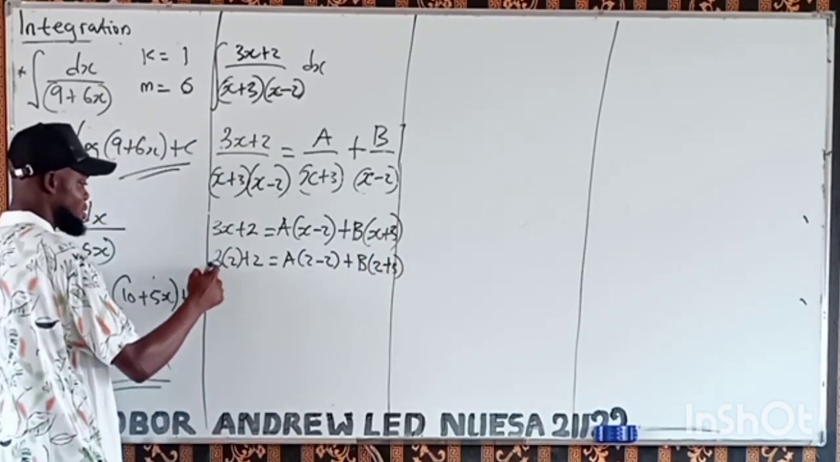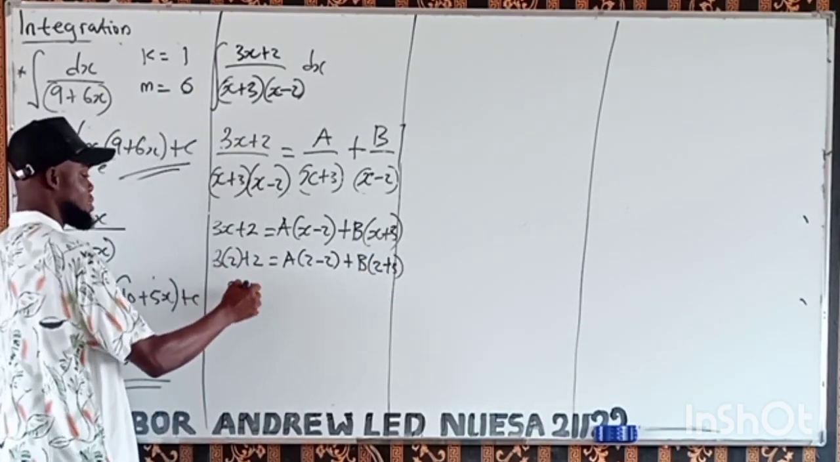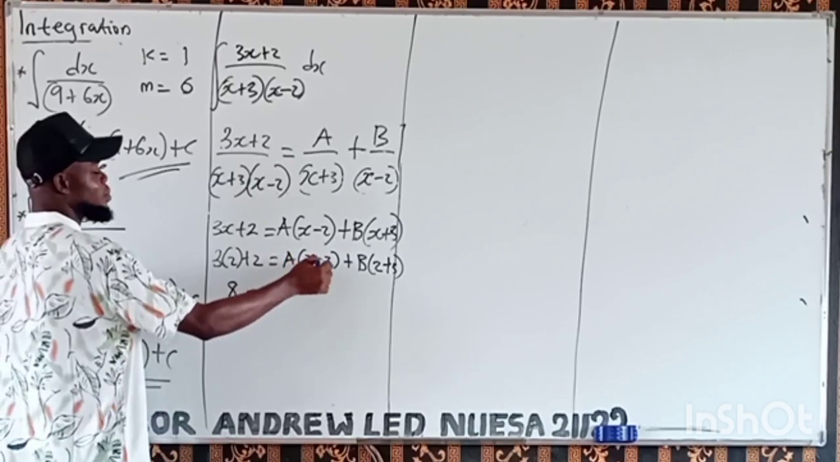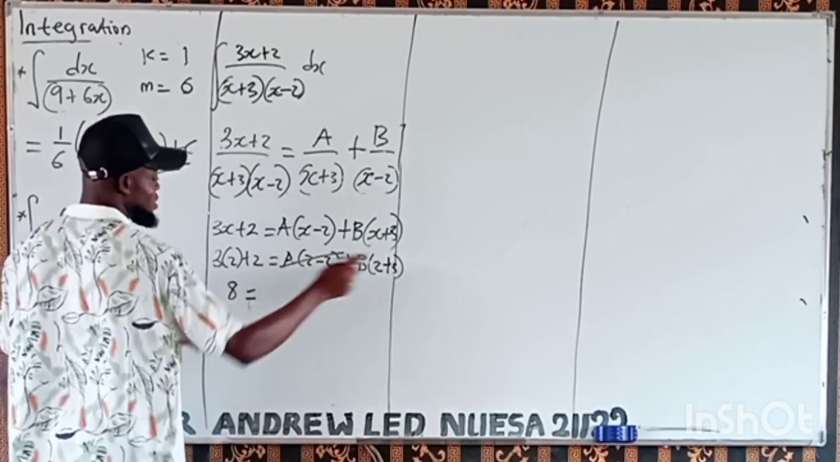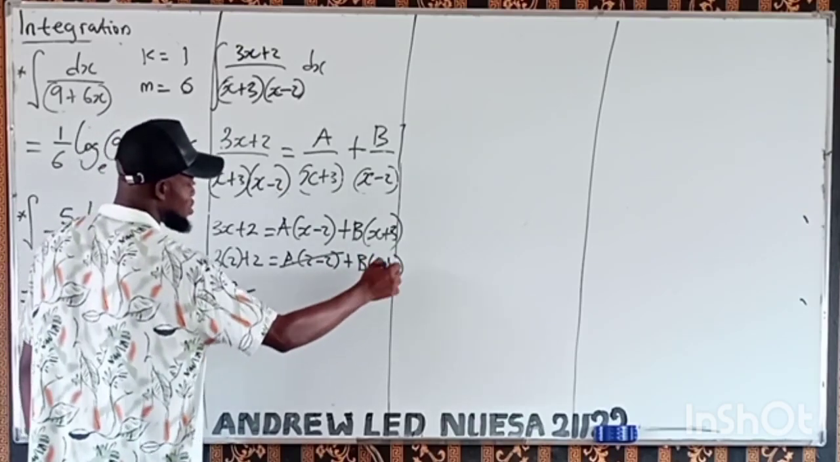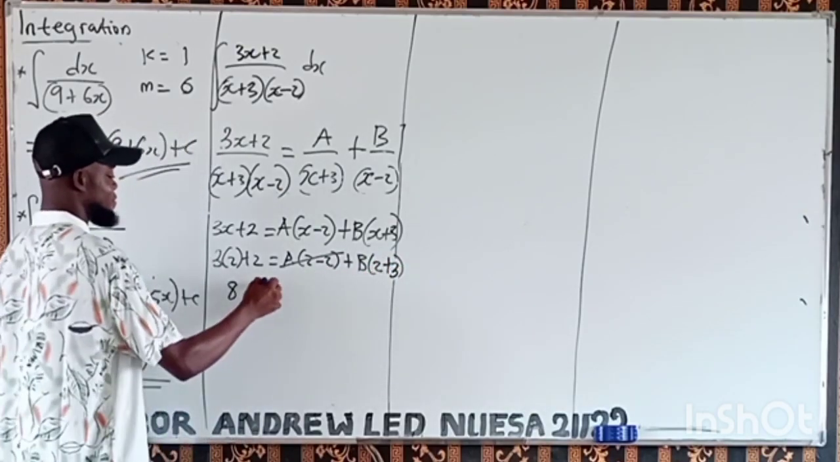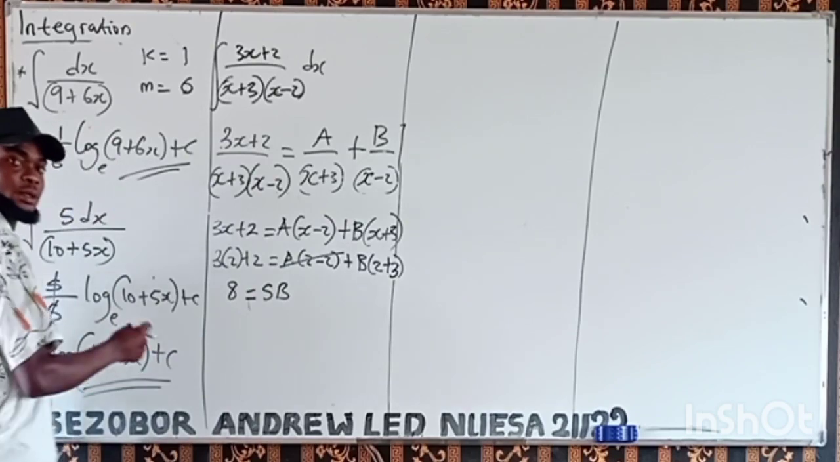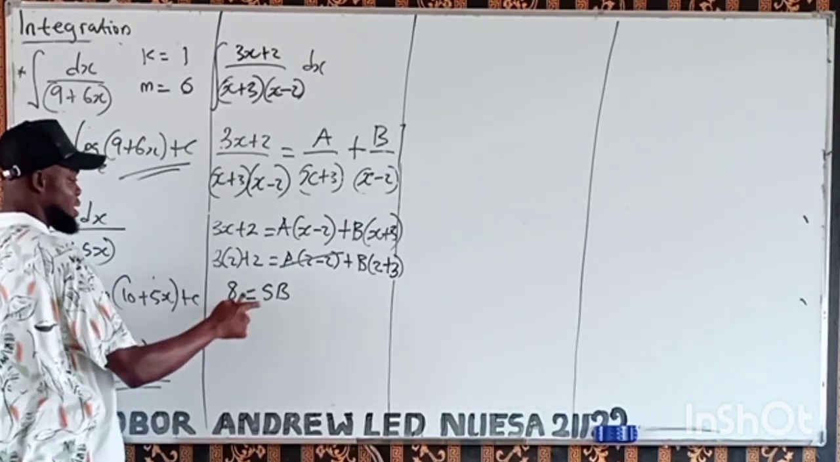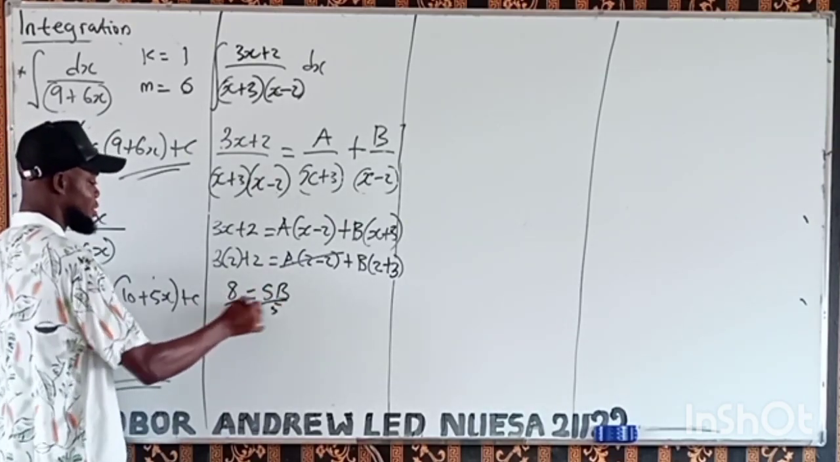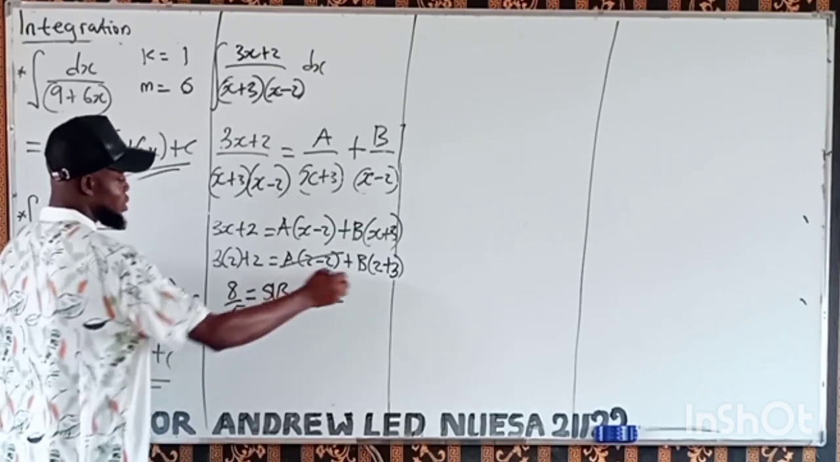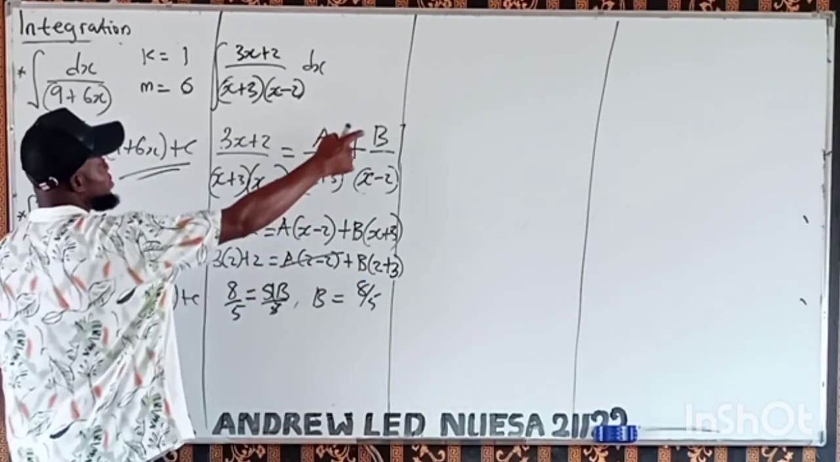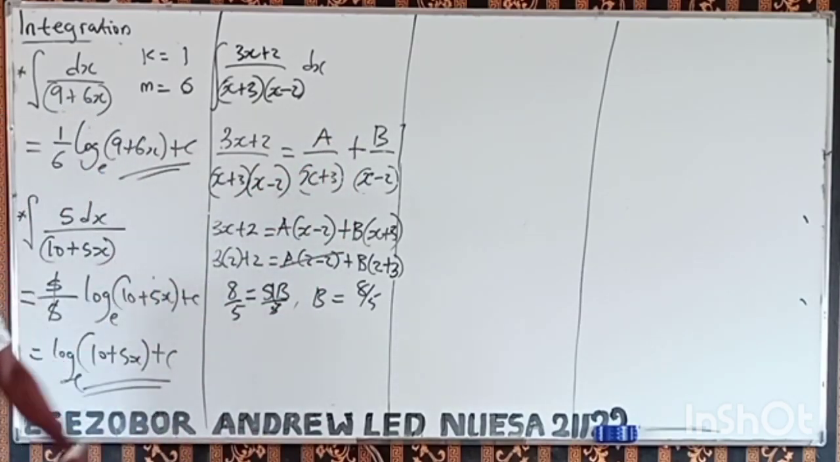Then I'm going to have 6 plus 2 is equal to 2 minus 2 is 0. Everything will be 0 because A times 0 is 0. Then for this one, I'm going to have 2 plus 3 is 5, that's 5B. We have 5B there. So next, divide this by 5, so that B will now be equal to 8 over 5. So our B is 8 over 5.